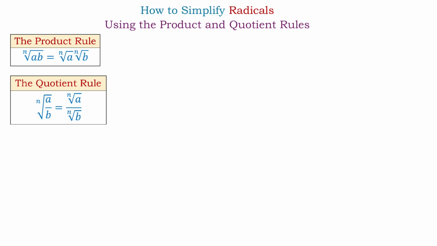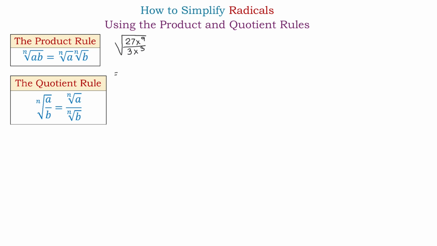So let's see the first example. That will be the square root of 27 x to the 9th power over 3 x cubed. In this example, we have the square root of a fraction, and in the first step, it would be best to check if we could simplify this fraction. And indeed, 27 divided by 3 is 9, and x to the 9th power divided by x cubed will be x to the 6th power.